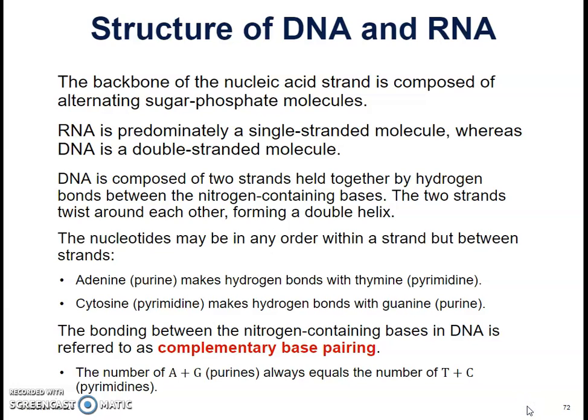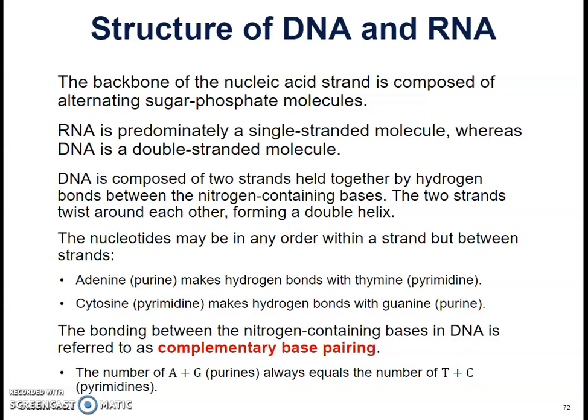The backbone of the nucleic acid strand is composed of alternating sugar-phosphate molecules. RNA is predominantly a single-stranded molecule, whereas DNA is double-stranded, and you'll see a picture of that on a later slide. And DNA is composed of 2 strands, held together by hydrogen bonds between the nitrogen bases, and they twist around each other, forming a double helix.